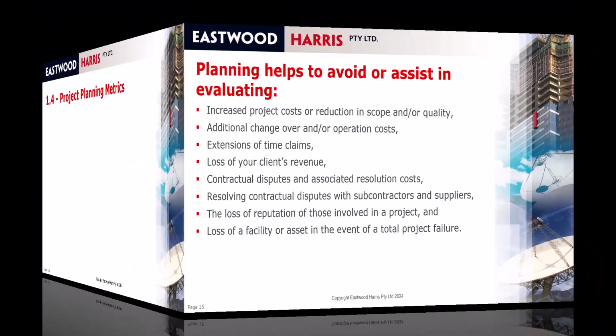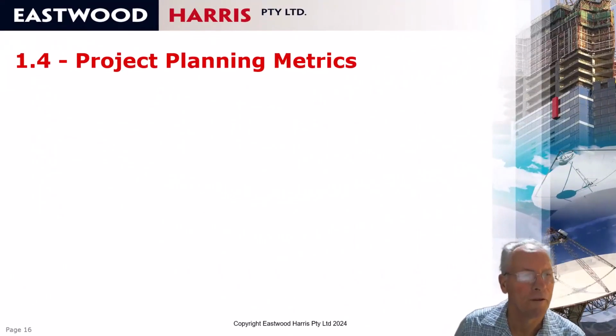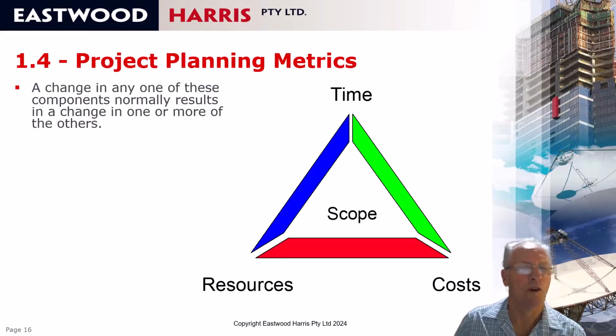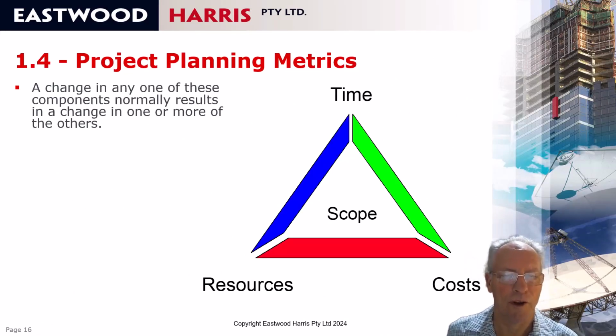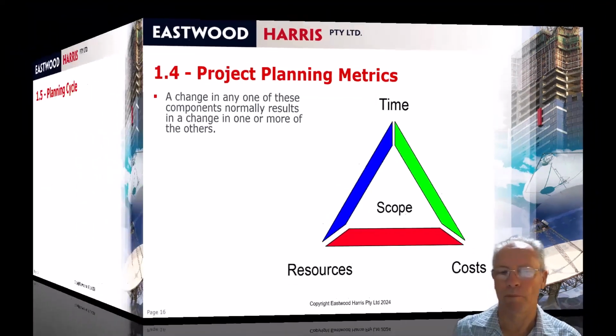Project planning metrics. You'll find that all planning and scheduling software concentrates on time, scope, cost and resources, and a change to one will obviously change one or more of the other three. You'll find some planning and scheduling software like P6 also includes document control and risk management modules.